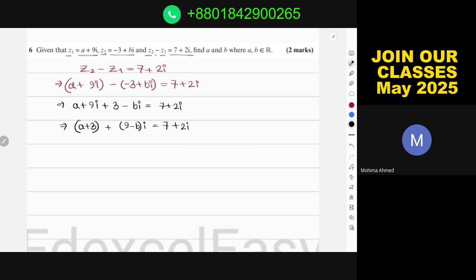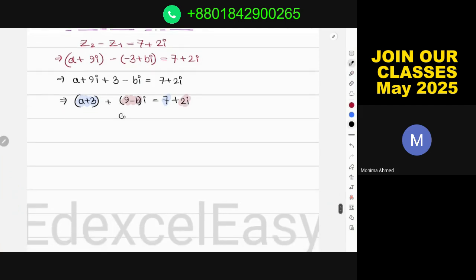In this case, after this point, what does this indicate? It indicates that the left hand side equals the right hand side. That means this portion is equal to 7 and this portion is equal to 2. And now I just have to start comparing over here. That is it.